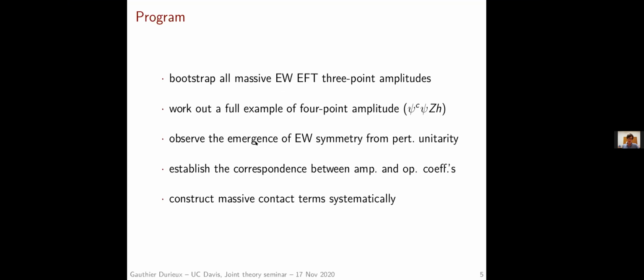We observe, as I just explained, the emergence of the electroweak symmetry from perturbative unitarity. We established a correspondence between the amplitude and the operator coefficient. It's kind of a matching, a dictionary between those two ways of computing actually the same quantities. And finally, in the two latest papers, we also attempted and in some cases achieved systematic construction of massive contact terms. And that's also something I want to describe.